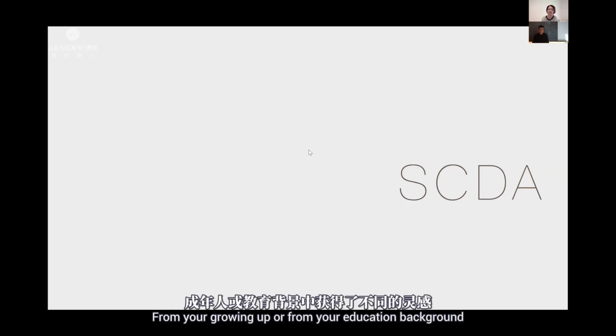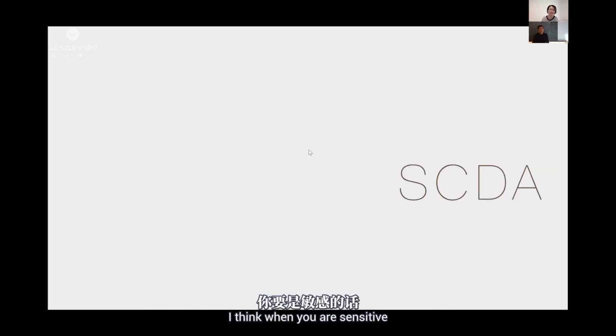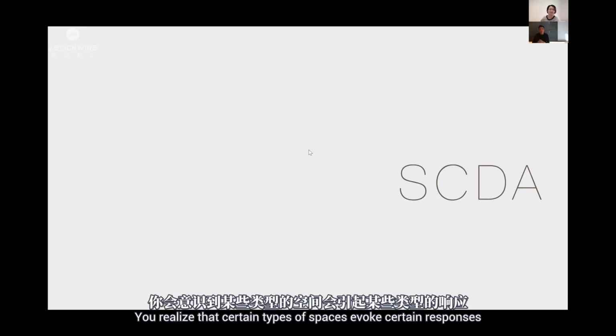So the emotional response is where you define or confirm your standing point to respond to people's emotions, and where is it from? You have so many projects going on and you get different inspirations from the surroundings, from your upbringing, or from your education background. I think when you are sensitive and you can absorb the environment, you realize that certain types of spaces evoke certain responses, and that certain types of design, for example, will make you more aware of textures or connection to nature.